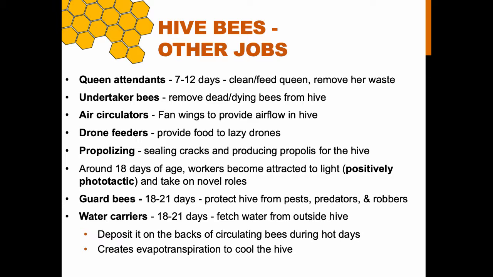There are air circulators. Air circulators basically stand at the entrances of the hive and on the comb, and they'll fan their wings in order to cause the air to flow out. There are drone feeders who basically provide food for lazy drones who can't even be bothered to get pollen out of the combs for themselves. That's why they keep it up. Exactly. A lot of resentment is what I'm saying.